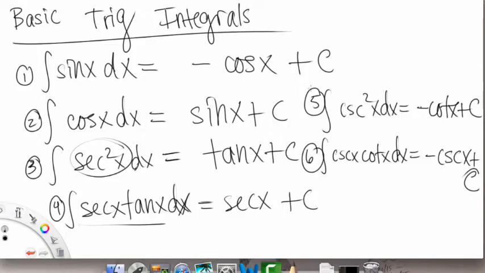Okay, so we have these basic trig integrals, and like I said, it's always good, not just with these ones, but with any kind of integral that you do, to make either a mental or a written check to make sure that the equation does work when you differentiate both sides. Okay, it's always good to verify that.